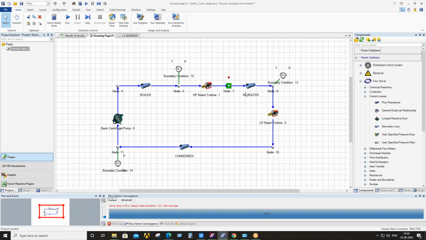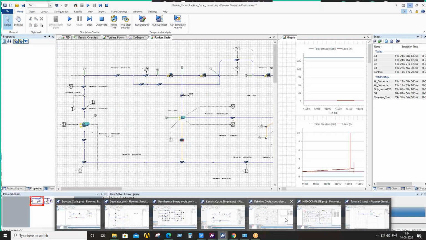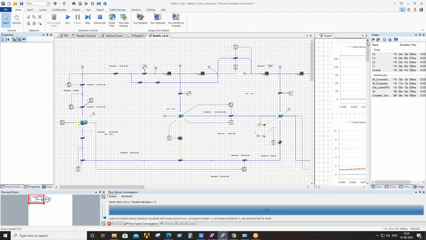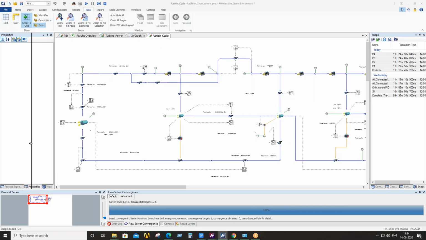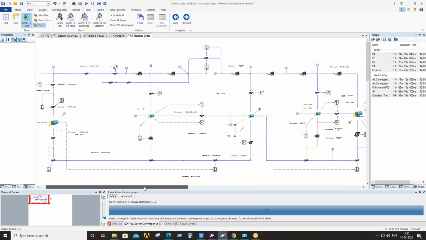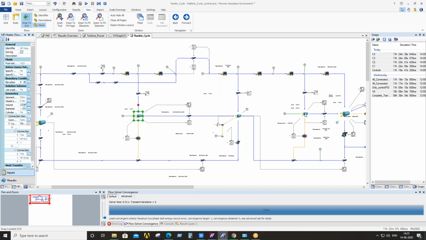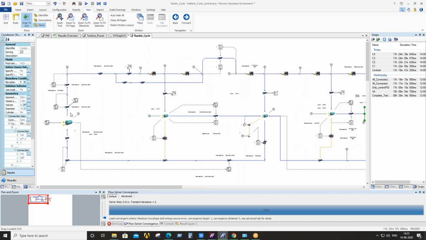If you add the regenerative Rankine cycle, it means multiple turbines will be there, and you have the feed water heaters and everything. Then you can see we can model that also. Here you can see the Rankine cycle, which is a subcritical Rankine cycle, consisting of one HP heater and one LP heater with one deaerator, boiler and condenser.